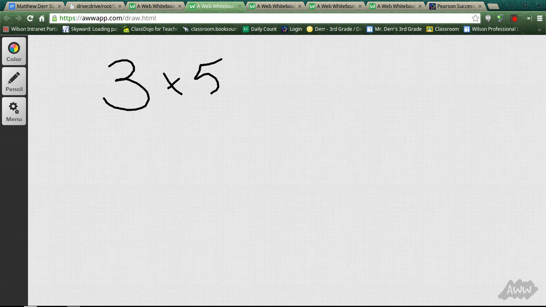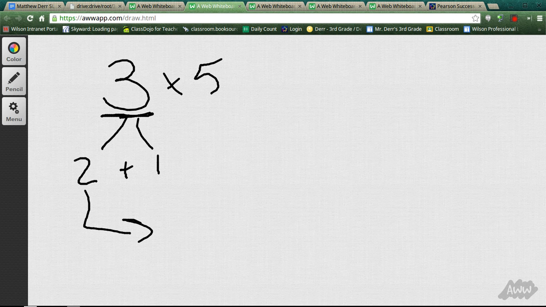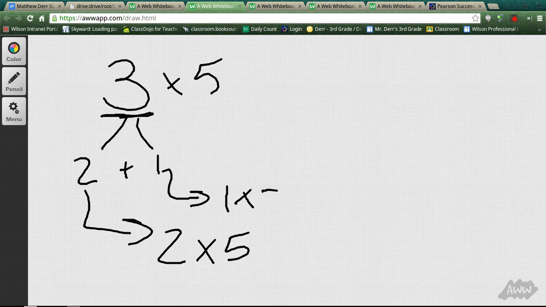If we refer to our distributive property, we know that we could take that factor of 3 and break it down into what two numbers? Well, we know that 2 plus 1 would be that 3. So I still would take that 2 and say 2 times 5, and then I take that 1 and say 1 times 5.